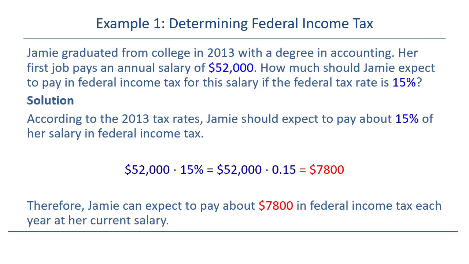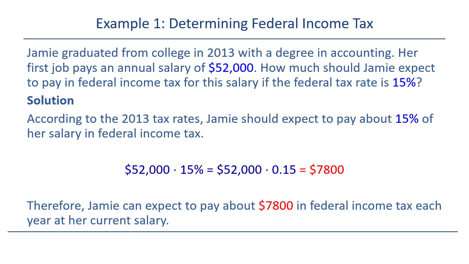Jamie graduated from college in 2013 with a degree in accounting. Her first job pays an annual salary of $52,000. How much should Jamie expect to pay in federal income tax for this salary if the federal tax rate is 15%?